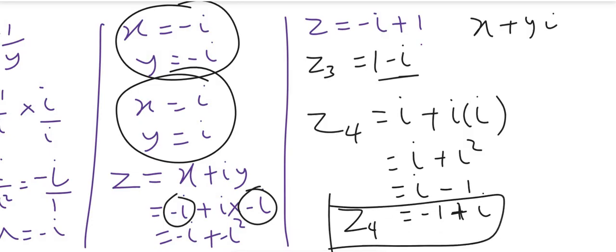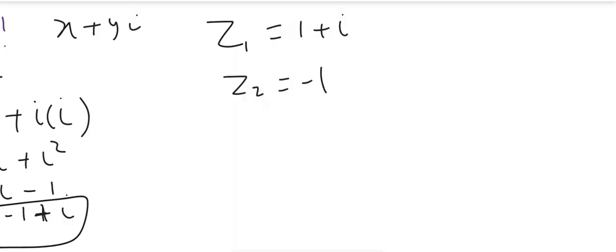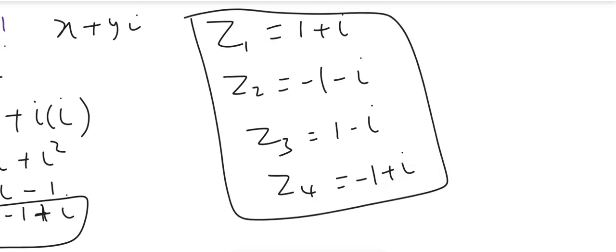So let me show you the four answers. The first one, I got Z1 equal 1 plus I. Z2 equal minus 1 minus I. I got Z3 equal 1 minus I, and I got Z4 equal minus 1 plus I. These are the answers to the question.